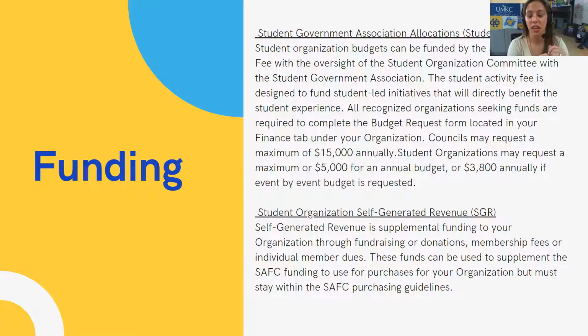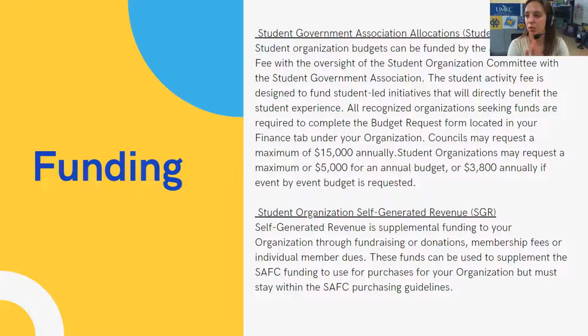For this year, the cap for requests is $3,800 for this academic year. Not quite $5,000, but still a really good amount of money. The next category that student orgs get to utilize in their funding is self-generated revenue, or an SGR account. This is supplemental funds provided by the student org members themselves. This can be obtained through donations or fundraising, membership fees, or individual dues.